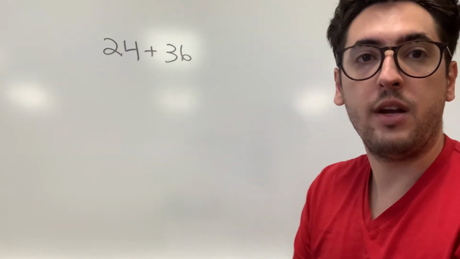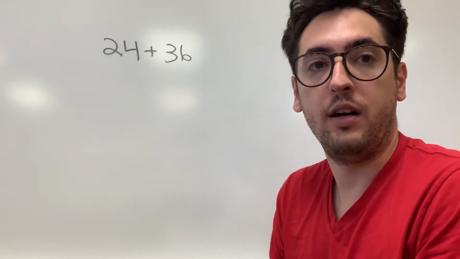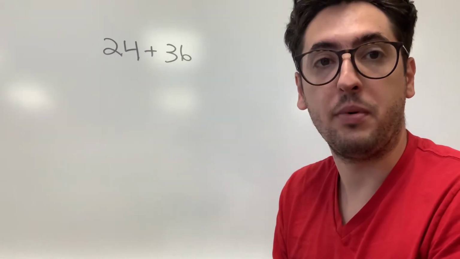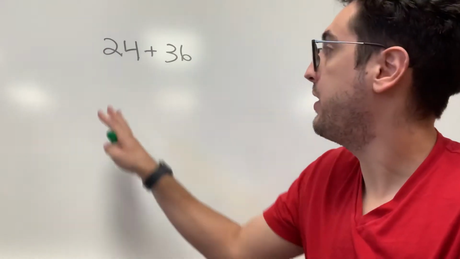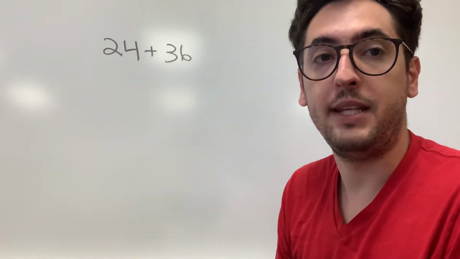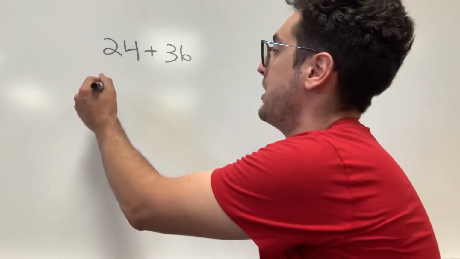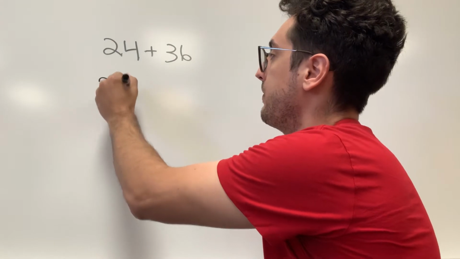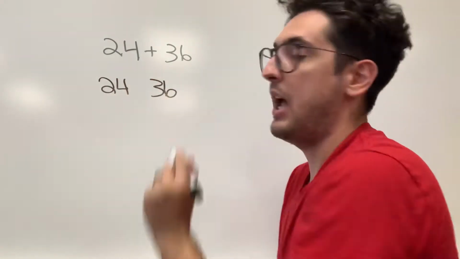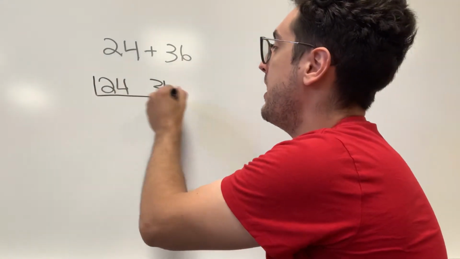Okay, so for our example of using the greatest common factor to write a problem out in the distributive property form, I'm going to start out with 24 plus 36. Now, our first step is going to be the exact same as solving any other distributive property problem. I'm going to go ahead and write out the numbers that I'm working with. So in this case, 24 and 36.